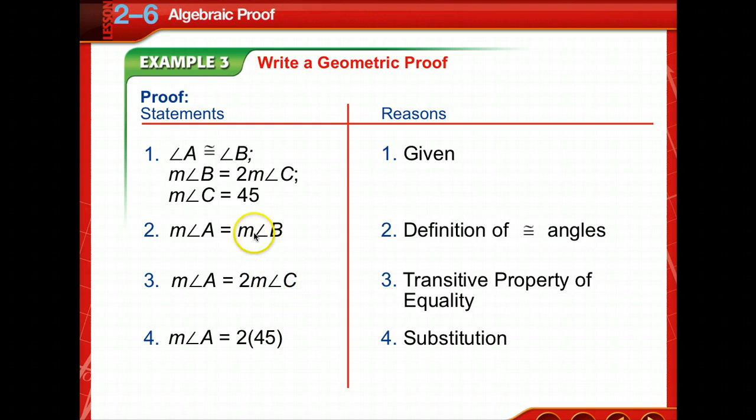Now we're going to substitute in, because we know the measurement of angle C is 45, so all we have to do is the math. So now we have that the measurement of angle A is equal to 90 by substitution. We're going to use that reason of substitution a lot. Whenever we can do some mathematics and combine like terms or do multiplication, we can substitute in a different answer or the solution for 2 times 45.